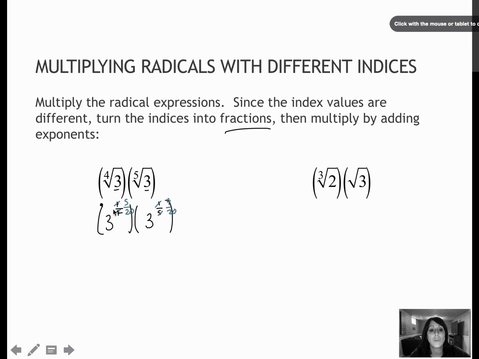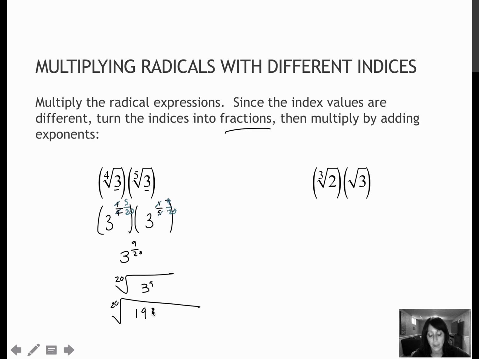And now I have two values that have the same base of 3, and they have fractions in the exponents that I could add together. So this is 3 to the 5 plus 4, which is 9/20ths, which I could leave like that. Depending on how they want their final answer, I could also write this as the 20th root of 3 to the 9th, or I could go ahead and multiply out 3 to the 9th, and that would give me the 20th root of 19,683. Any of those would be correct representations.